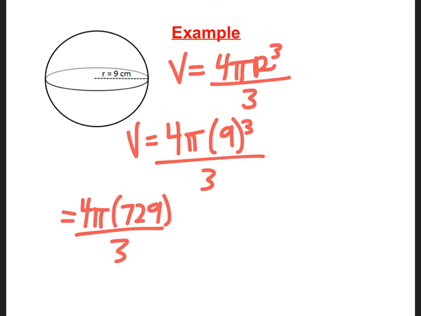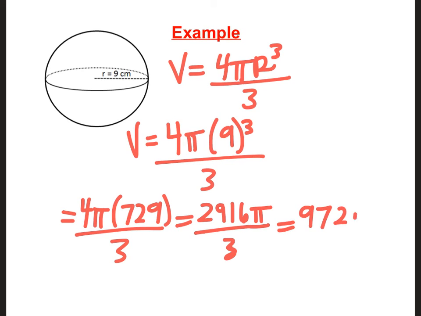729 times 4 gives me 2,916 pi, all divided by 3. And if I divide my number out front by 3, I get 972 pi. Again, this would be my answer in terms of pi. My units would be centimeters cubed.